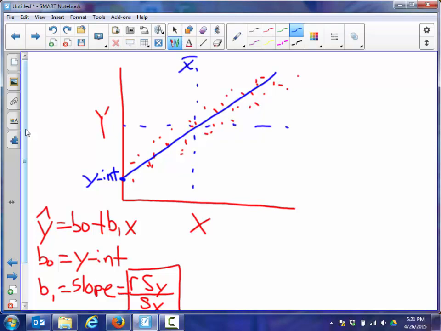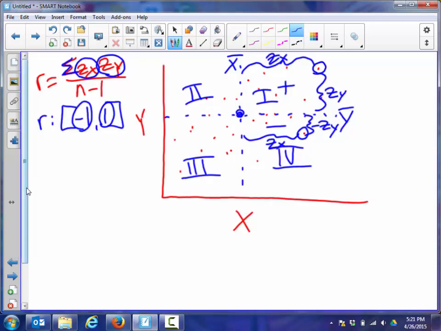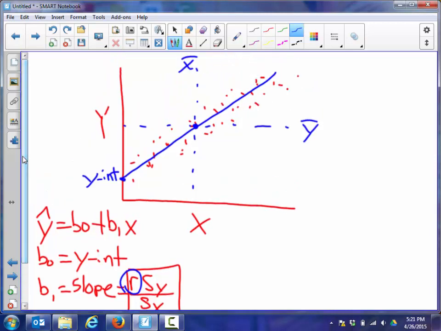Every regression line ever will always go through the center of your x data and the center of your y data. Okay, your regression line sort of hinges upon that center. And it comes from the fact that your regression line is built off of the correlation coefficient, and the correlation coefficient cares about the center of the data. Okay?